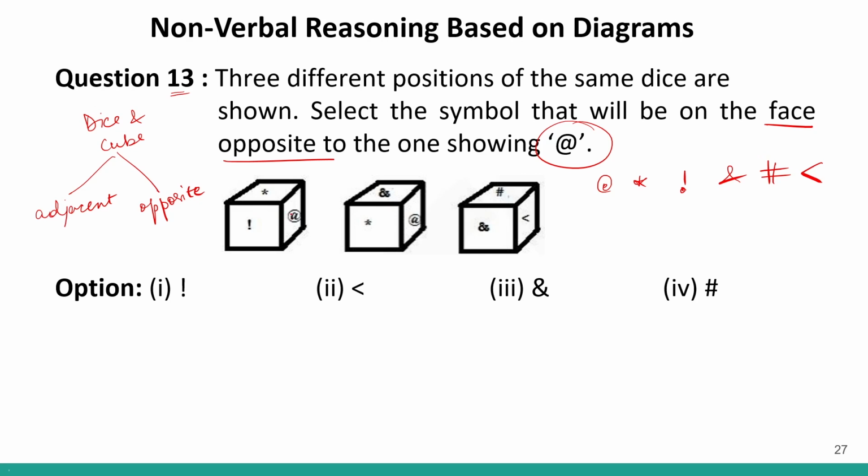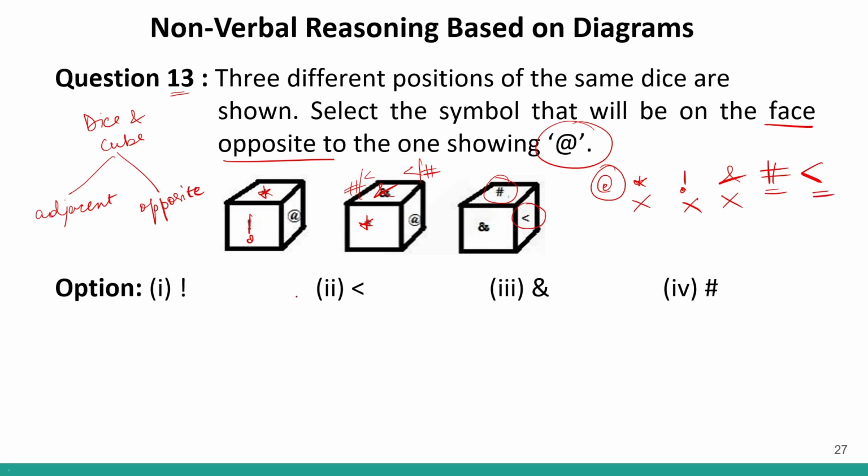Now over here, I can see this sign and this sign are adjacent to @. So we have to find opposite to this. We can eliminate these 2 signs. Then over here, again, this sign and this sign are adjacent, so I can eliminate this sign, and this sign is already eliminated. Now we are left with 2 options, this or this. This is adjacent to hashtag or this sign. So hashtag or this sign can be here. Similarly, this sign or hashtag can be here. We don't have a definite answer.